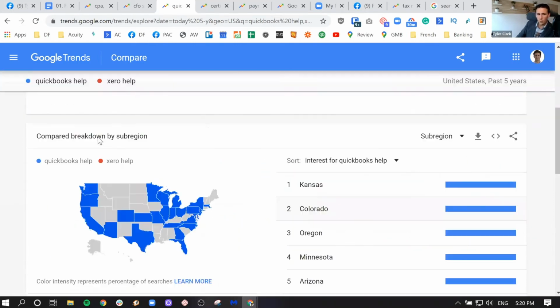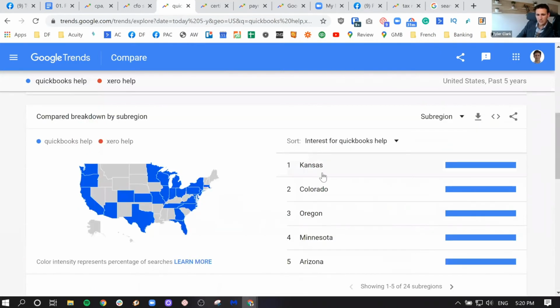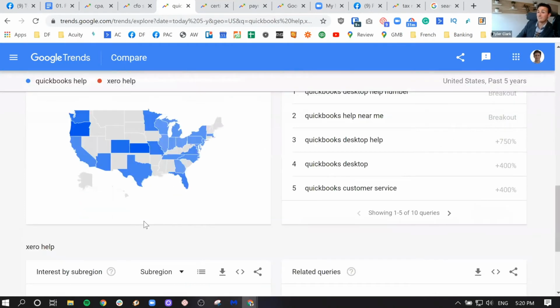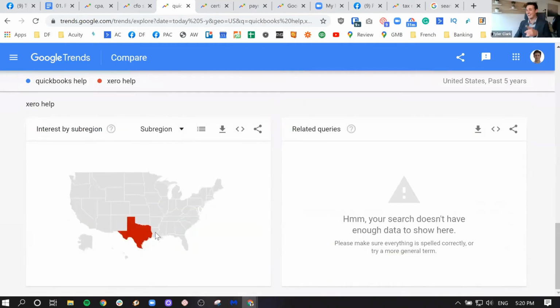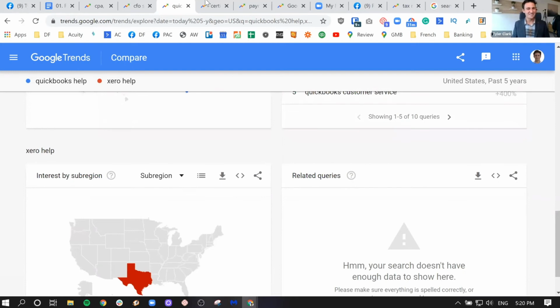Similarly, what are the places that want QuickBooks the most versus the places that want Xero the most? Looks like Xero doesn't even have enough. Just Texas. You're in Texas, go with Xero. If you're not in Texas, don't go with Xero. Now that's a flawed data point, I know that, just making a joke. But I just think it's kind of funny that like Texas, live free, buck the trend. So it's just some food for thought.